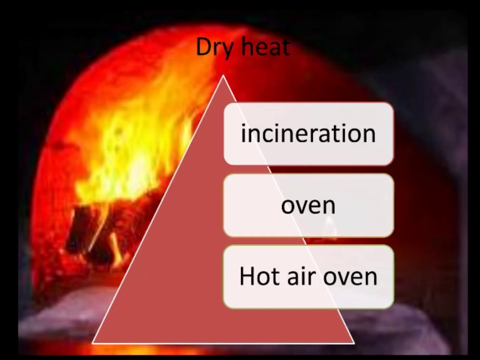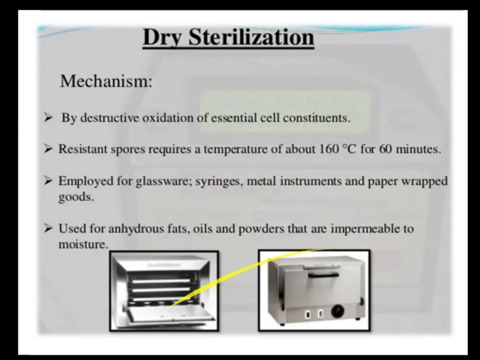Moving on to the other methods, that is dry heat. In dry heat, there are different methods like incineration, oven, and use of hot air oven. Now, why dry sterilization when compared to other methods of sterilization? Here, generally, the destruction of microorganisms happens by oxidation of cellular components. Generally there are different temperatures that are applied, varying from 160 degrees centigrade for 60 minutes to other temperatures and other holding times. We will be seeing the different methods and different temperatures.